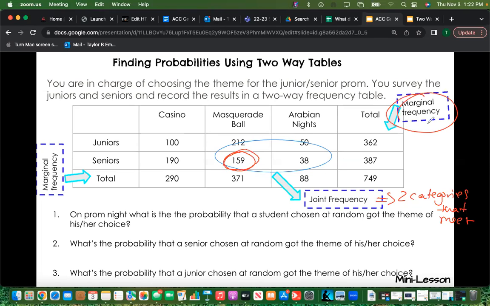Marginal frequency is going to be the totals of each category. Okay, so what I mean by that is all of the juniors, there's 362 juniors, there's 387 seniors. Okay, there's 371 people who voted for the masquerade ball.